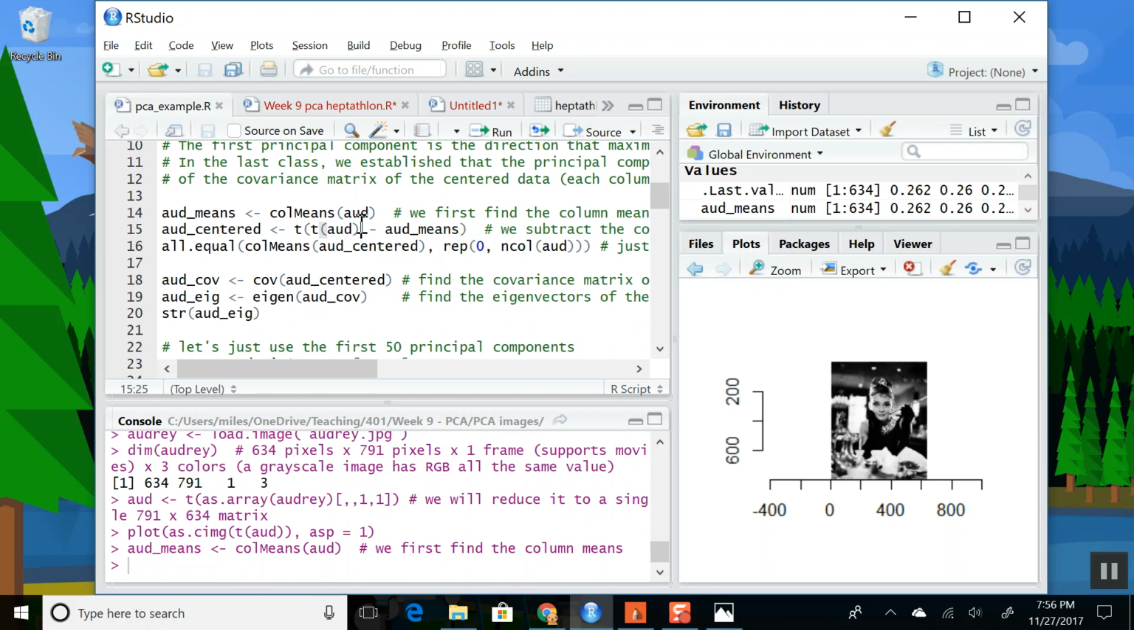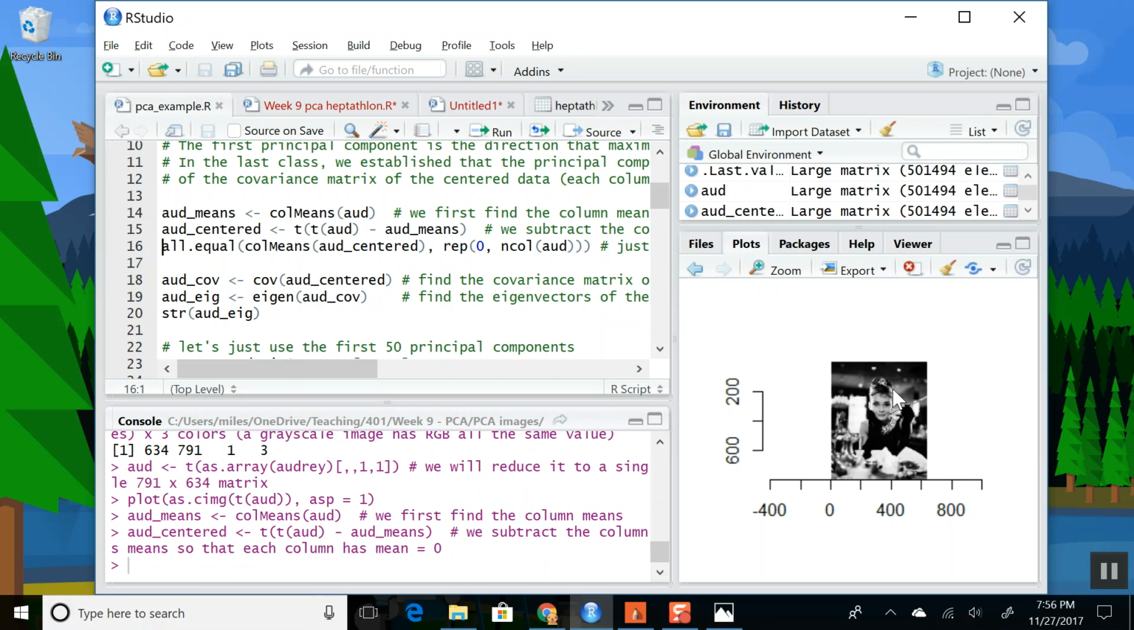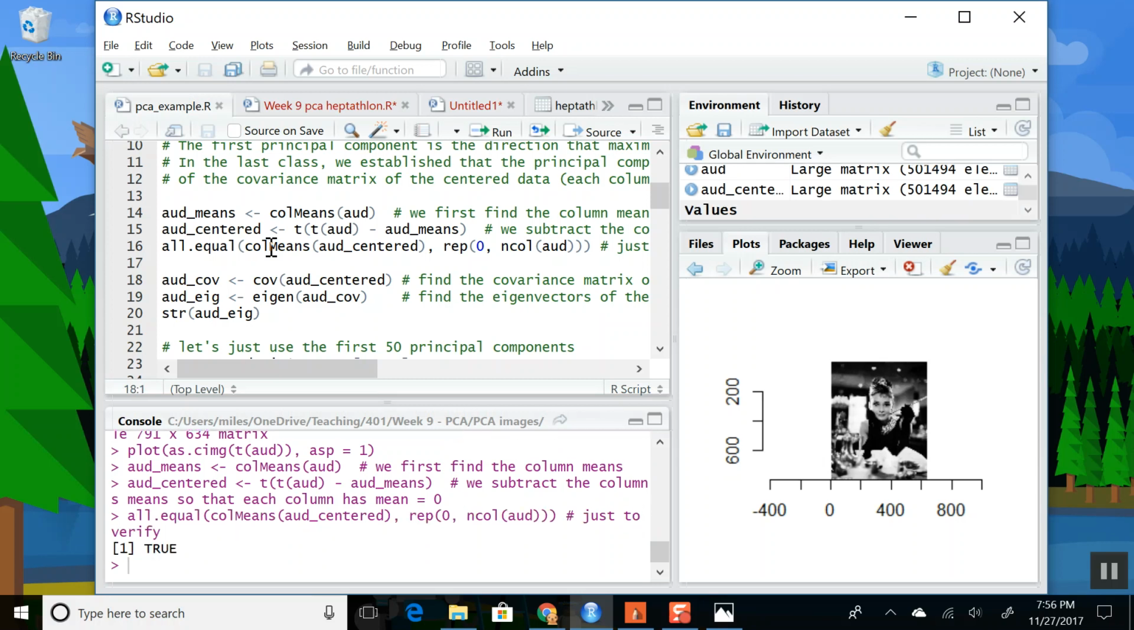We'll take the column means there, and then we're going to center this by subtracting off the means from every pixel. I have to do a transpose because when you do a matrix minus a vector, R's default behavior is to apply it down a column. So I'm transposing it so the rows become columns, then I subtract those, and then I transpose it back. Then we want to make sure: after I centered it, are all the column means equal to 0?